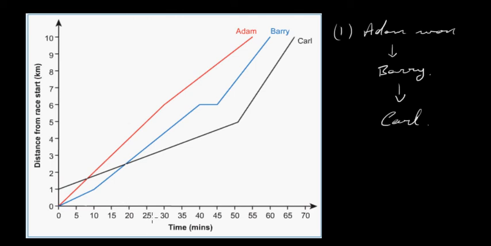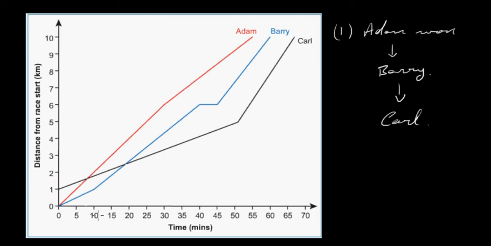Now, has any of them stopped at any point? So you can see here that we have a horizontal line, so you can see that Barry stopped, maybe to tie his shoelace, or maybe got cramp, or stopped for a drink or whatever, but he stopped here, and he stopped for roughly 45 minutes.